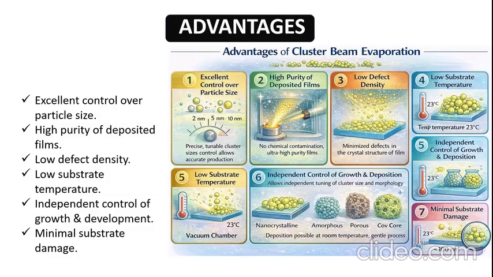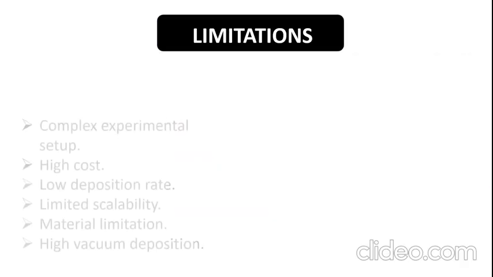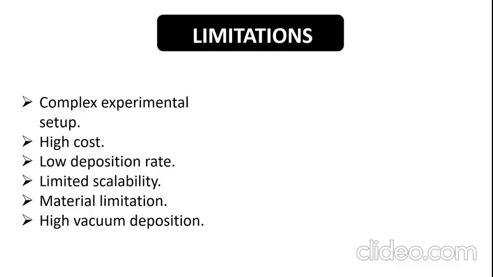And the next one is minimal substrate damage. As we have already discussed, these clusters will go and settle down on the nanomaterial layer very gently, so it will not damage the surface of the substrate much, and there will be no ion bombardment happening on the substrate. So it will cause very little damage to the substrate.